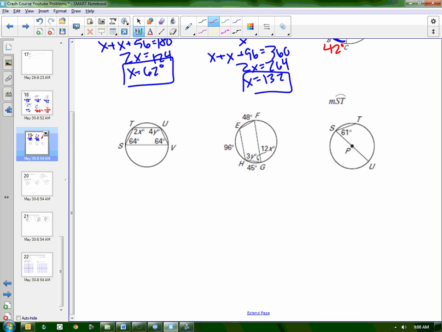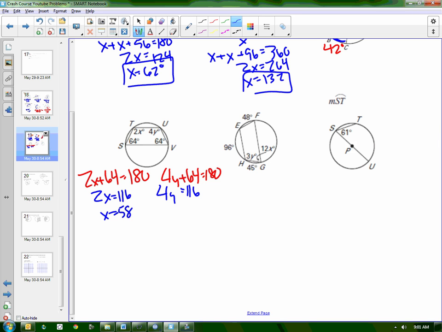For the bottom here, you have to know that the opposite angles of an inscribed quadrilateral are supplementary, so I can say 2x plus 64. Those have to add up to 180, and I'm just going to set the other one up while I'm at it. 4y plus 64 is also 180. So then to solve these, I would subtract 64, so I get 2x is 116, and if you divide, you get x is 58. Pretty much the same deal here. 180 minus 64 is 116 again, and then I can do y equals 29.